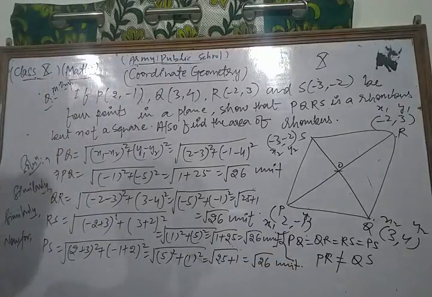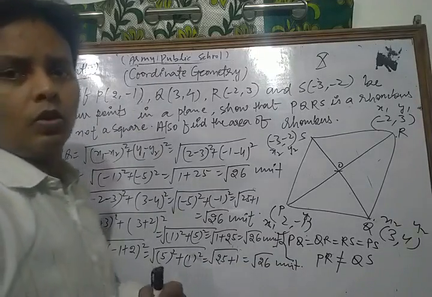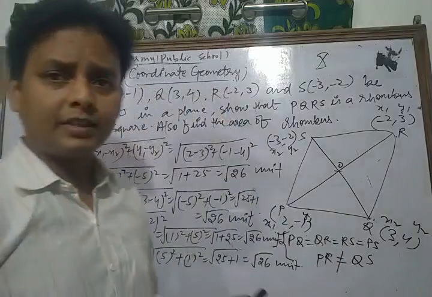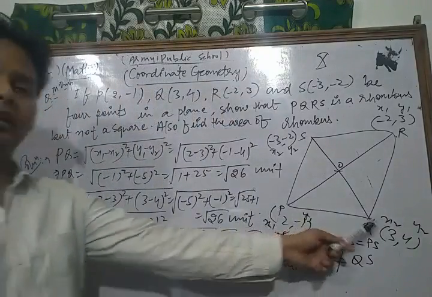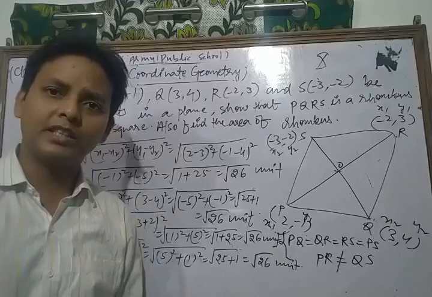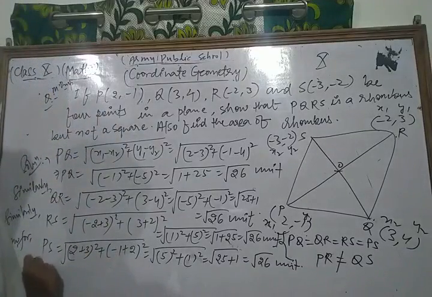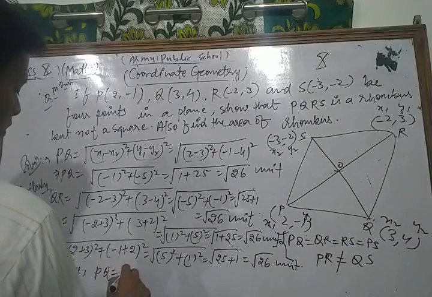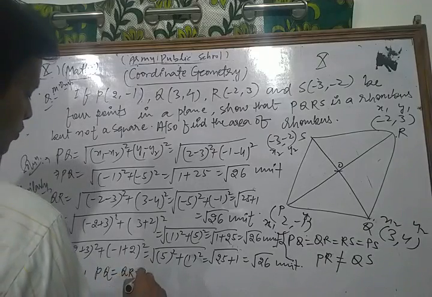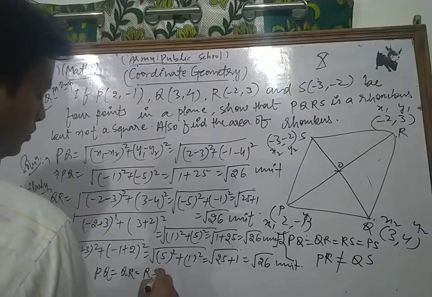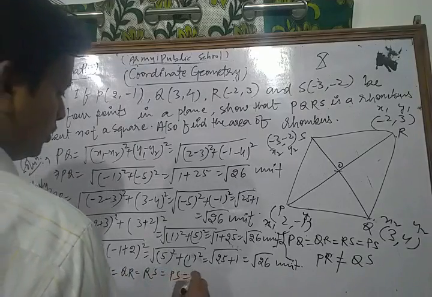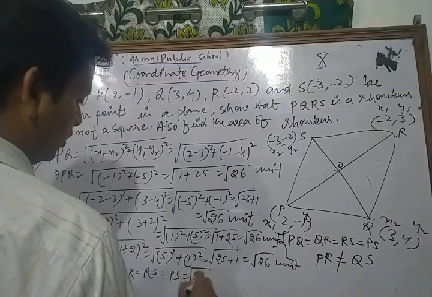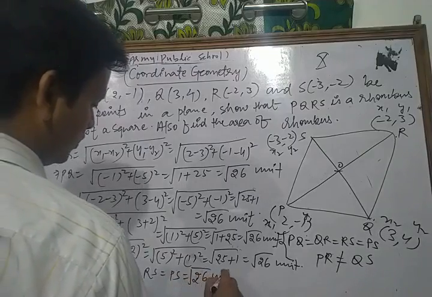Okay dear students, in this way we get that all of its sides are equal to each other. Thus we have distance PQ equal to QR equal to RS equal to PS, each equal to under root 26 units.